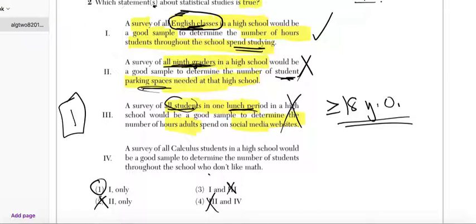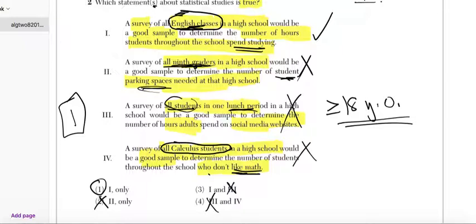And let's just look at option 4 just to prove it. So a survey of all calculus students in a high school would be a good sample to determine the number of students throughout the school who don't like math. No, because unlike in English class in option 1, not all students take calculus. That's a very small portion of the student body, and that's restricted to a certain grade level. And the fact that they're taking calculus means that they might be more likely to like math. That's biased. It underrepresents the rest of the students.